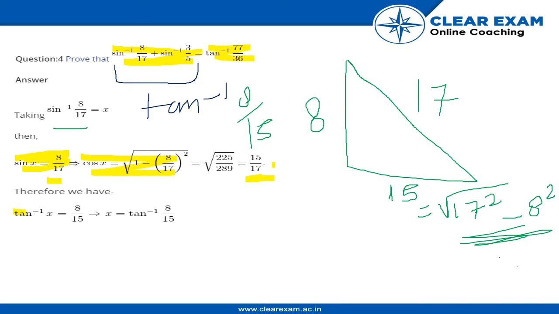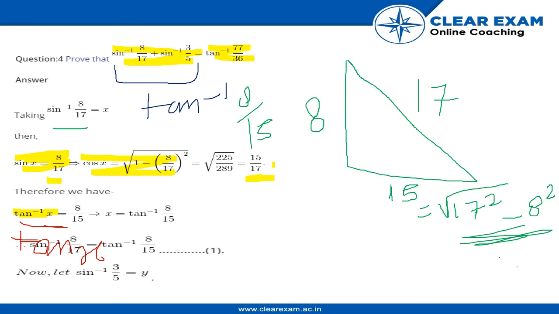This must be tan x. There is a mistake here. This is tan x actually, not tan inverse x. Okay. So tan x is equal to 8 by 15 and x is equal to tan inverse 8 by 15. Now moving to the next step.